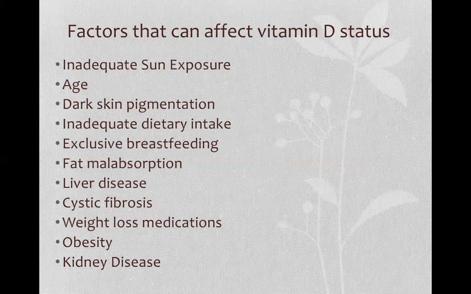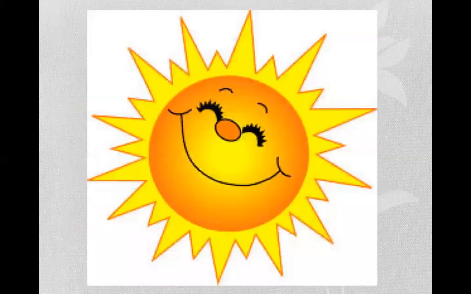Obesity is an interesting one. In obesity, what happens is you can actually store the vitamin D. So you're storing it because you have so many fat cells, and it's not released into your body because instead of breaking down those fat cells, you just make more fat cells. And then kidney disease, because the kidney cannot activate it.